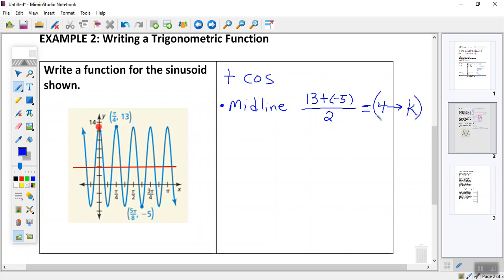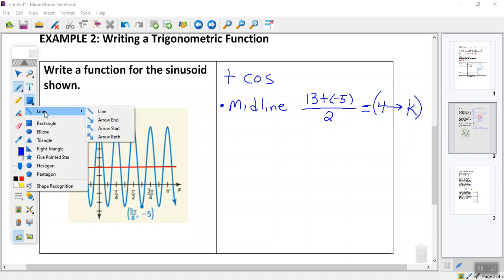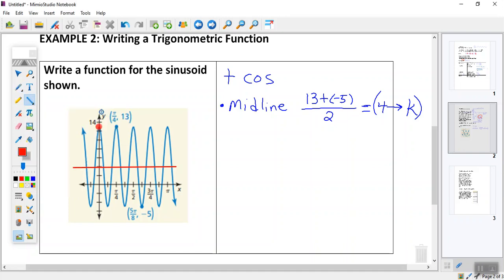The K value, okay? Just looking at this right here, my vertical axis, everything's counting by 2. So if I throw a horizontal line in here like so, I kind of already did it right here. That red line right there is my midline. It looks like it's right at what value here, kids? Does it look like this graph oscillates evenly around that line? Okay. So y is 4.